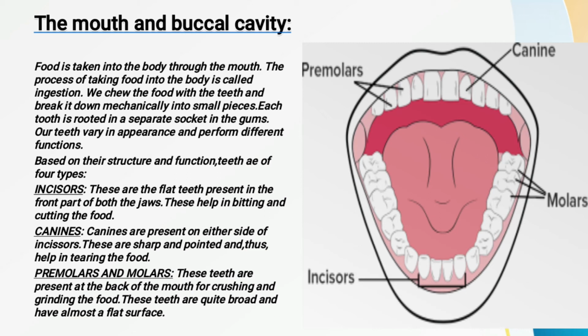Now the shape of these teeth: if you feel with your finger or your tongue, you will see that they are quite broad, and they have an almost flat surface. So these are called premolars and molars, the teeth present at the back of the mouth for crushing and grinding the food properly. They have a little bit of a flat surface.